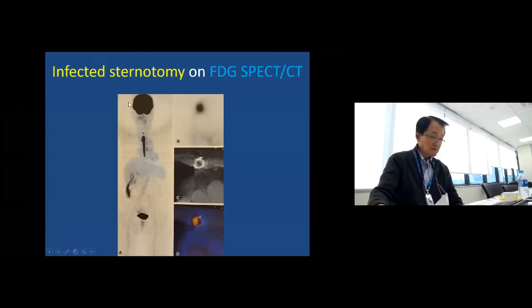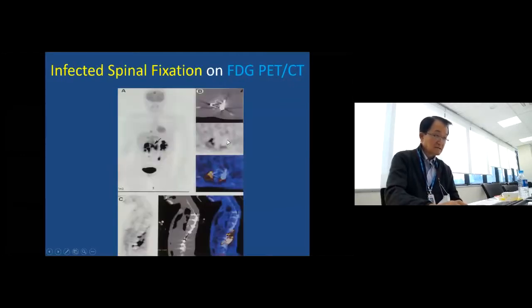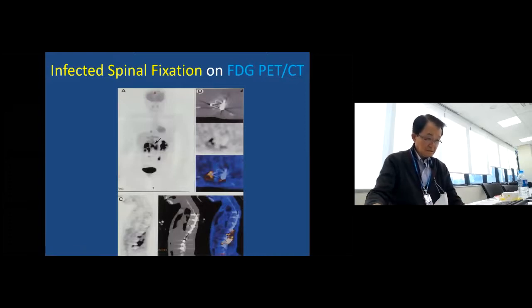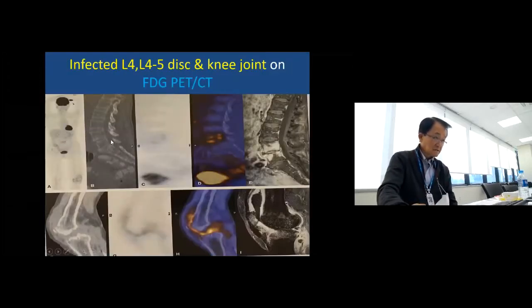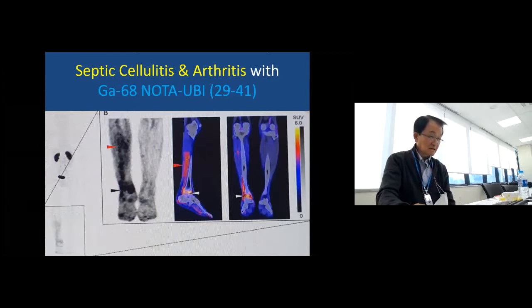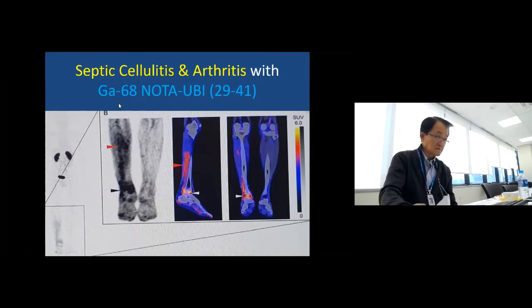And sternotomy infected lines. So MR and CT have some difficulty with this metallic artifact. The FDG shows very intense infected areas. And spinal, certain Harrington's rod, all that time, infection is a major problem. All this FDG shows very well. And certainly disc joint, knee joint, infected ones show FDG, very useful, easy to show. And certain cellulitis, diffuse cellulitis, arthritic things in the joint, so easily demonstrated by this gallium scan.